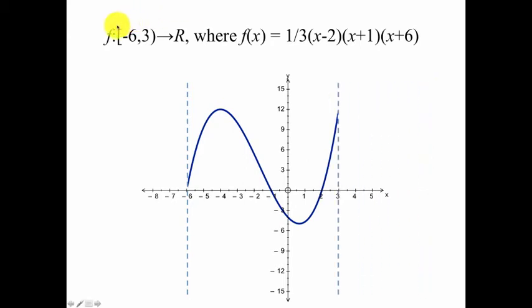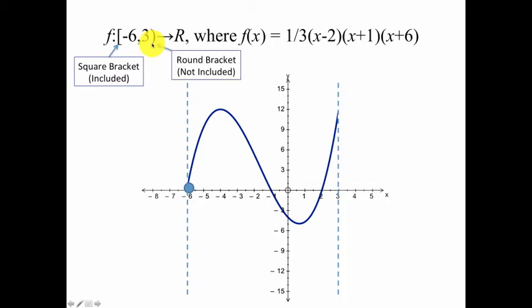Now if we have a look up here, this square bracket means that the x value of negative 6 is actually included. Therefore, we represent this on the graph by using a coloured in dot, as you can see just down here. Now if we have a look over here, we've got the round bracket that you can see here. That means that the graph at x equals 3 is not included, and we represent this on the graph by having an empty dot. So let's get rid of the lines now, and this is what the graph will actually look like.